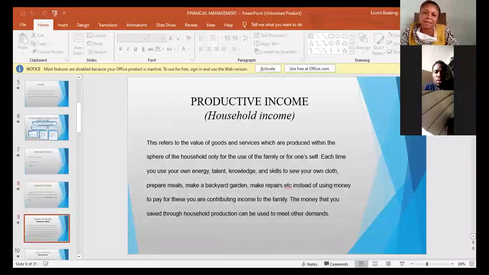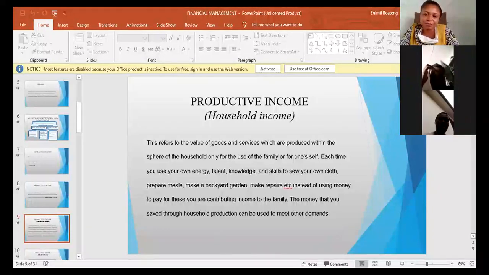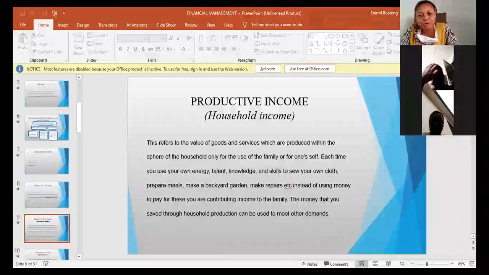So we'll look at the household income, which falls under productive income. The household income refers to the value of goods and services which are produced within the sphere of the household only for the use of the family or for one's self.